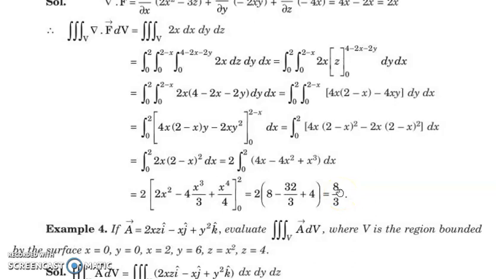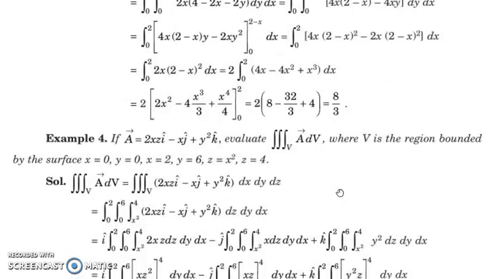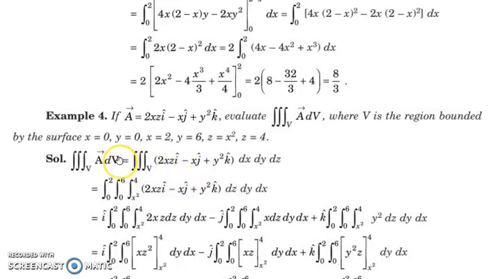And the second integral is: if A is equal to 2xz i minus x j plus y square k, evaluate the triple integral over v of A dv, where v is the region bounded by the surfaces x equal to 0, y equal to 0, x equal to 2, y equal to 2, and z equal to x square, z equal to 4.